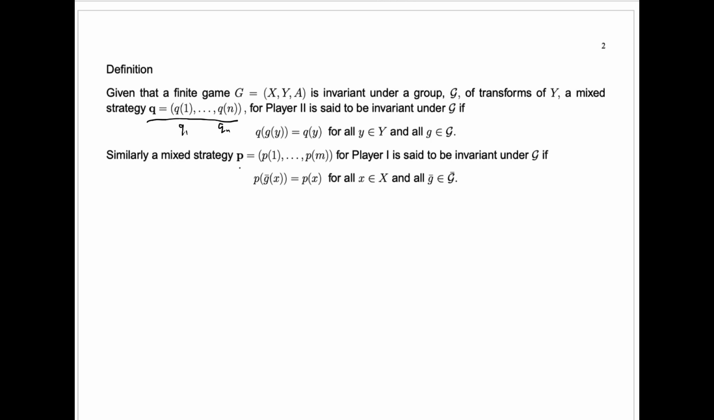And the same idea for player 1. If you have a probability vector for player 1 that represents a mixed strategy, P1 through PM, then we say it's invariant under the group if when you rearrange the elements of X, the choices for player 1, that's just rearranging the numbers 1 through M so that you're just switching the order of these things, it ends up being the same probability vector.